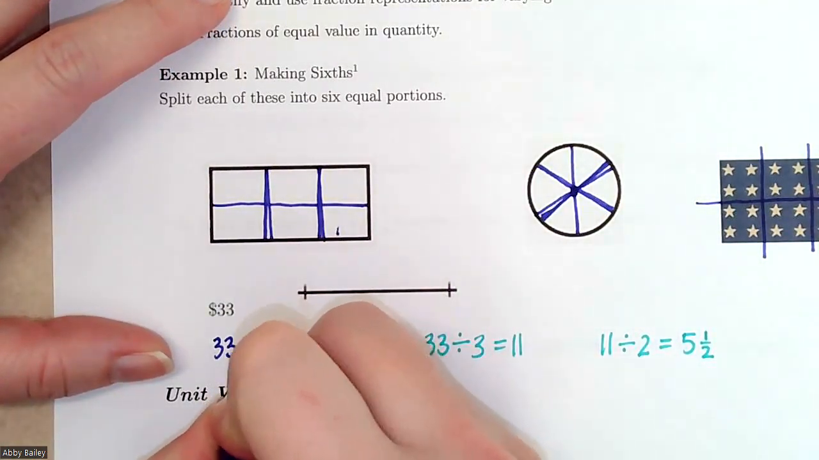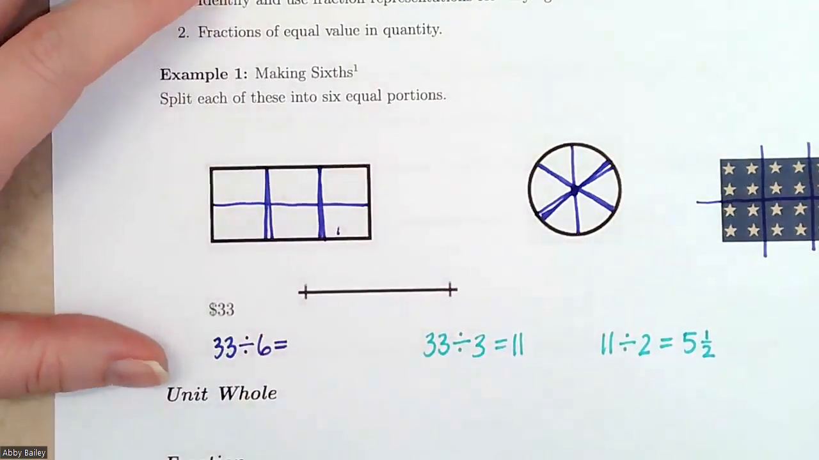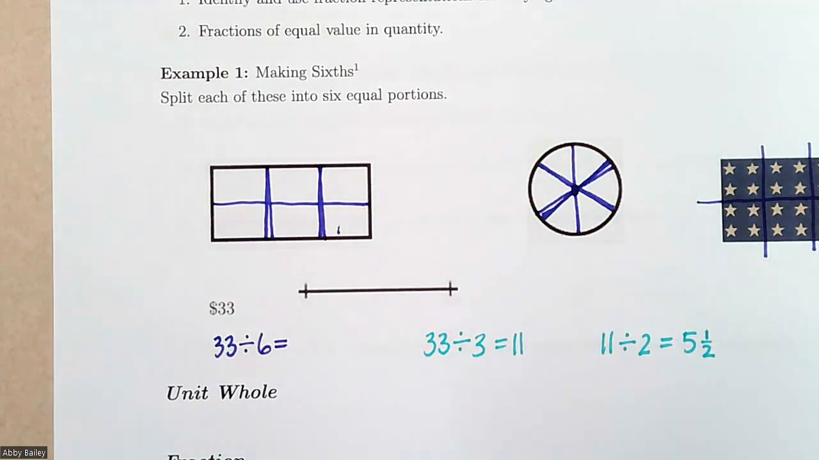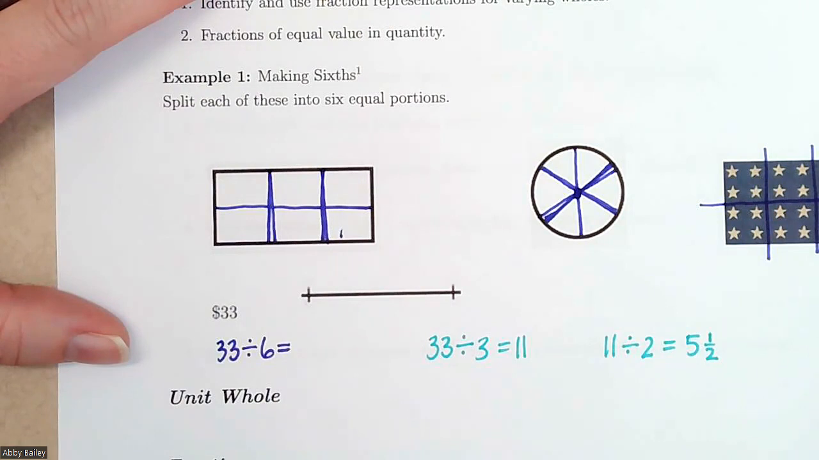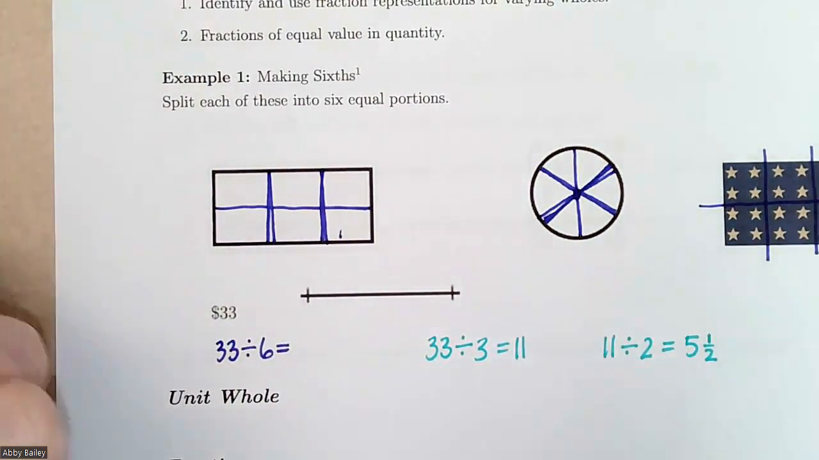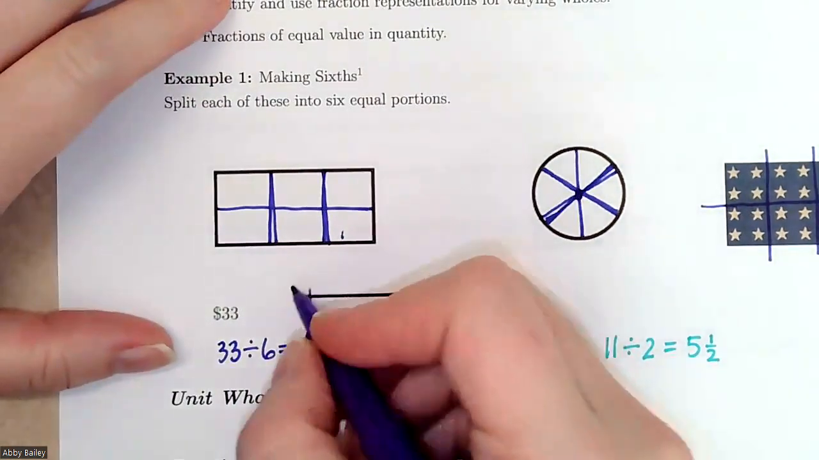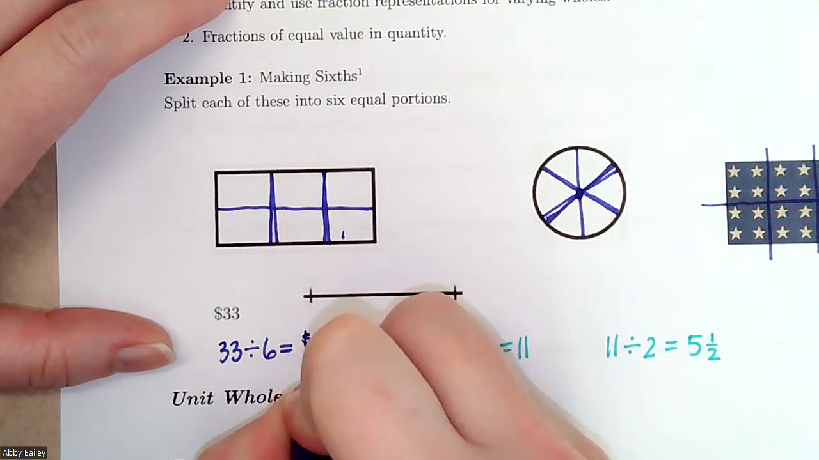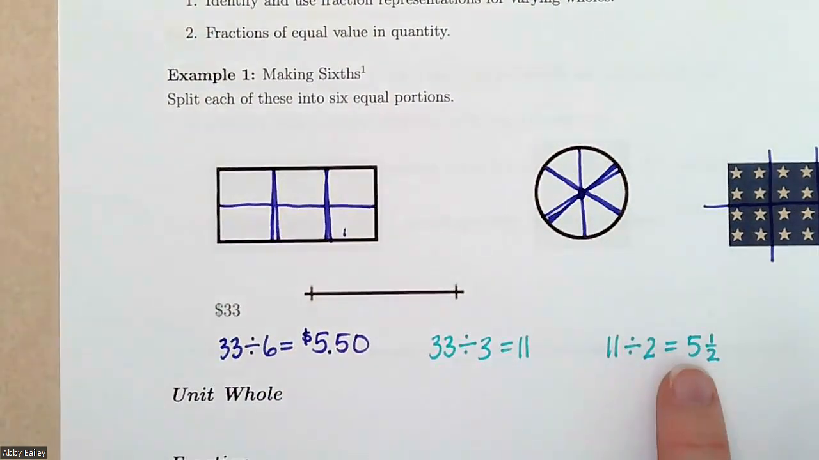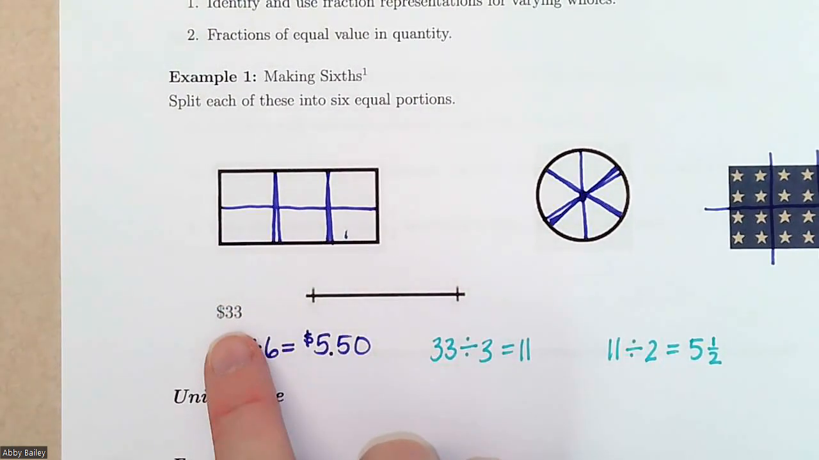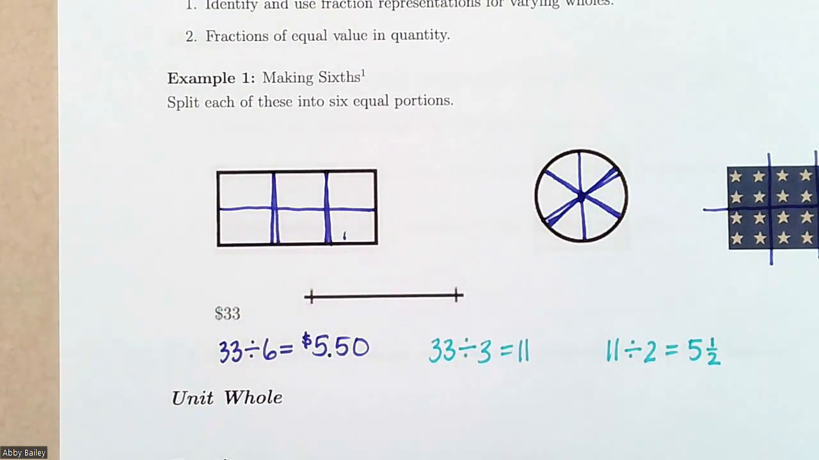But then good news is that actually in this class, you get to use your calculator even. Let's see, so this would actually be $5.50 because this is $5.50. Yeah. So $5.50. Got it.